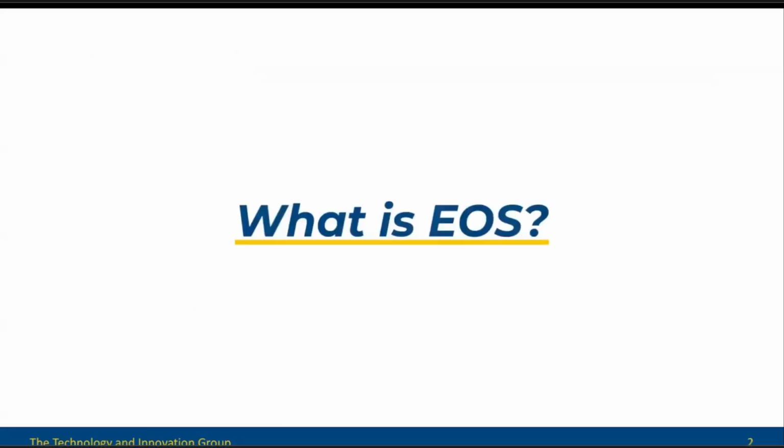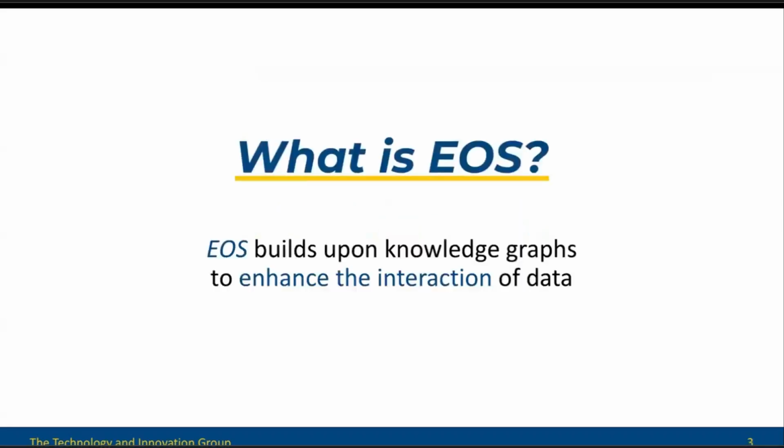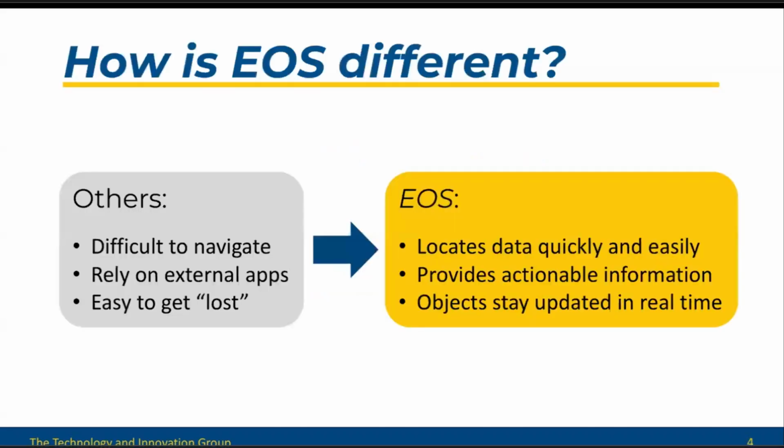So to start, what is EOS? Well, in a basic sense, EOS builds upon existing knowledge graph applications with a keen focus on enhancing the interaction between users and their data. Well, how does this specifically set it apart from any other knowledge graph software? Well, other knowledge graph software can be clunky. It's easy to get lost in the graph and completely lose what you're looking for. And then when you do find what you want, you have to use or open an external app to really get any work done with that information.